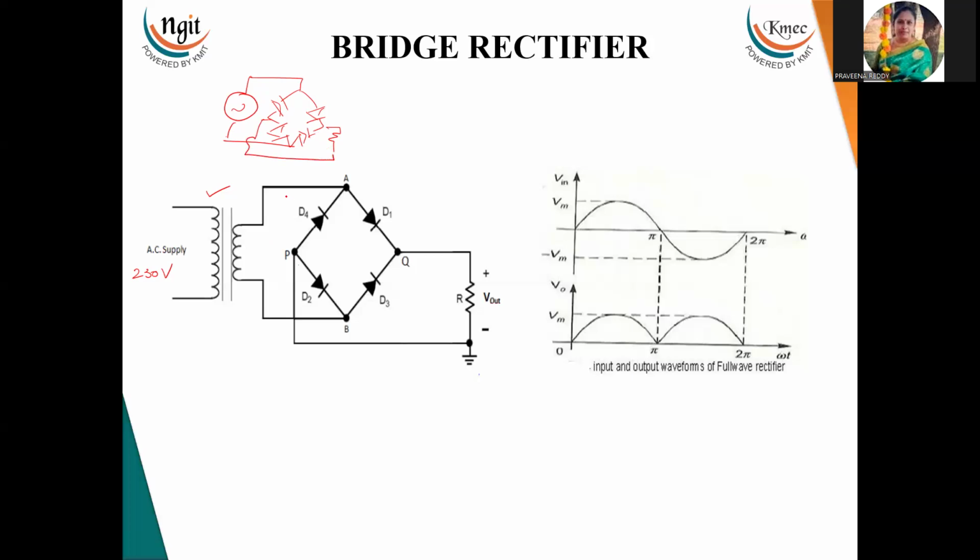So in the case of half wave and bridge rectifier, a transformer is not mandatory. But in the case of full wave center tap rectifier, the center tap transformer is mandatory. Now, four diodes are connected in the bridge form, and the load is connected between the cathode and the anode.